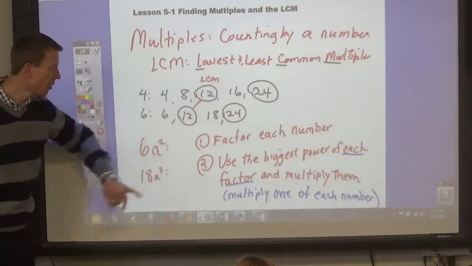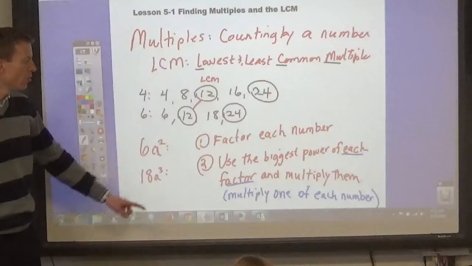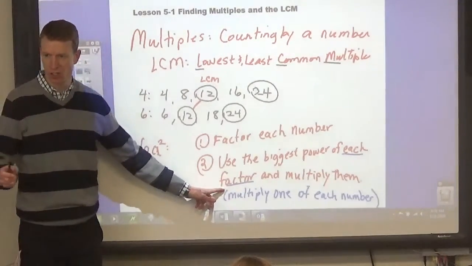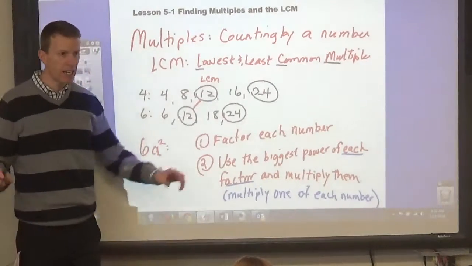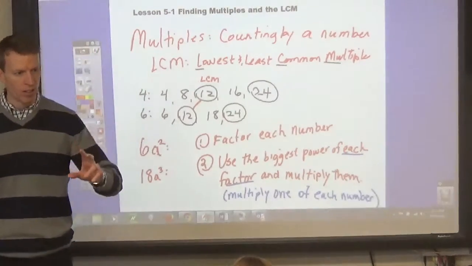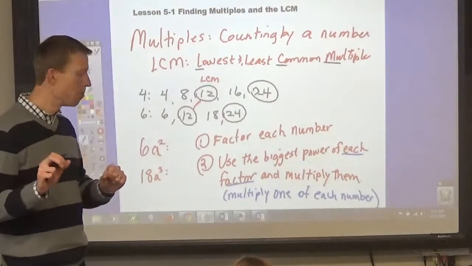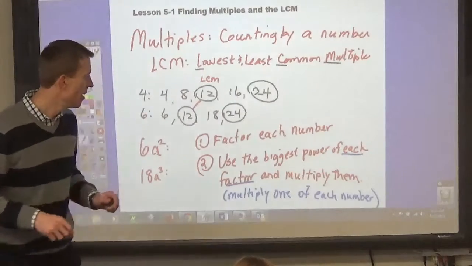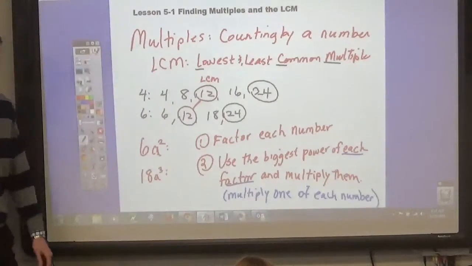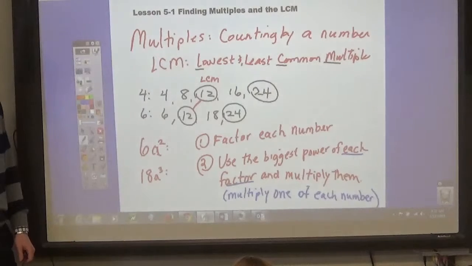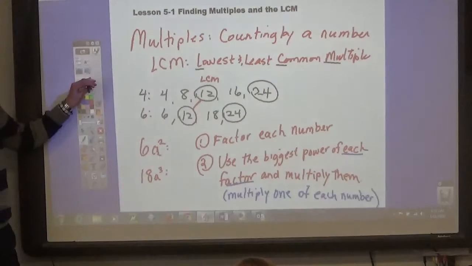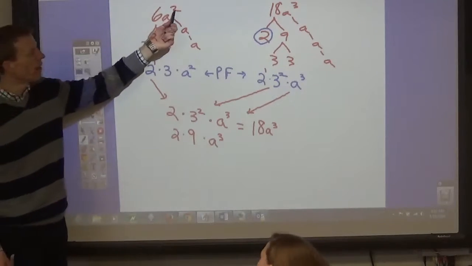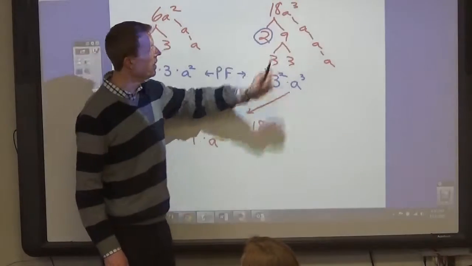And what you do is you factor each number, and then you use the biggest power of each factor that is in the numbers, and then multiply them together to find the lowest common multiple. Okay? So let's look at an example: 6a squared and 18a to the 3rd power.